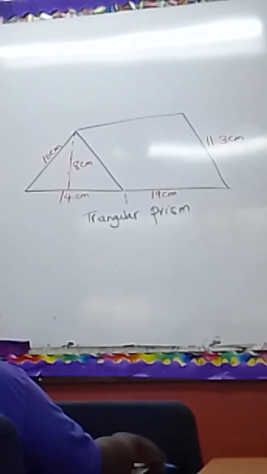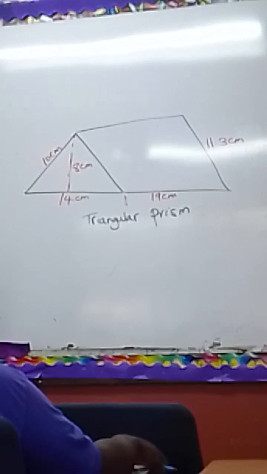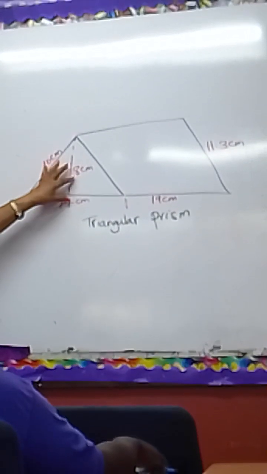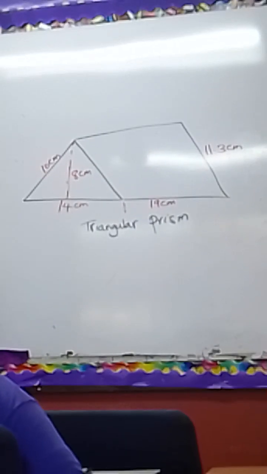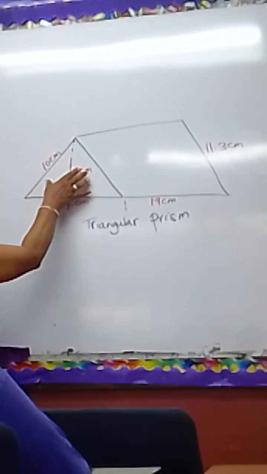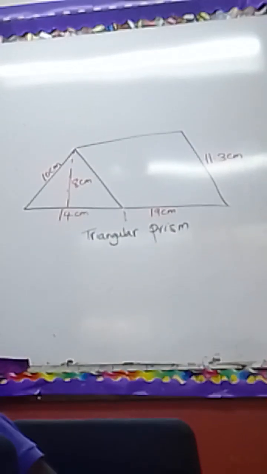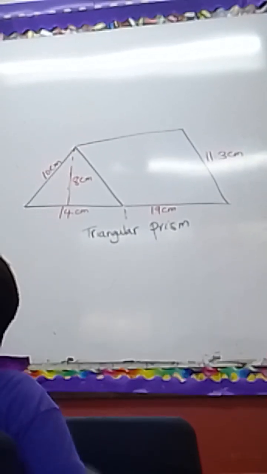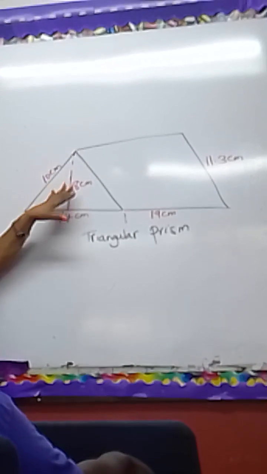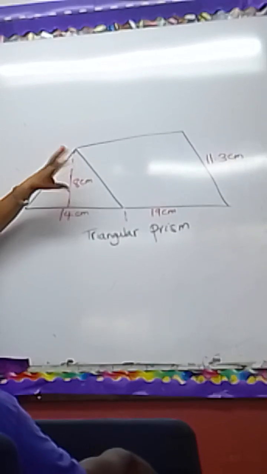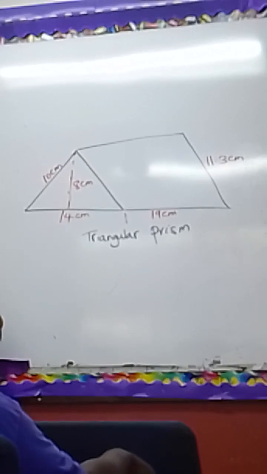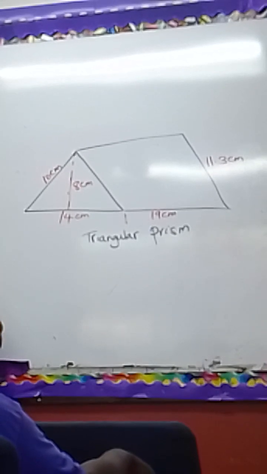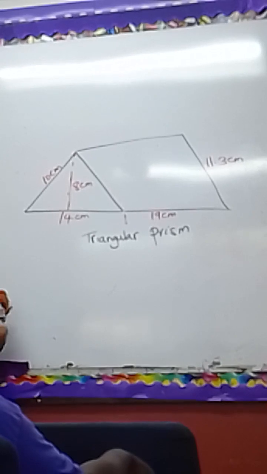Okay, so what is it that they expect us to find? The first thing they always ask you to find in each problem is the area of the cross section. And this little piece right here, the triangular part, is what is normally referred to as the cross section. And I'm finding the area of a triangle. What's that formula? Half the base times the height.